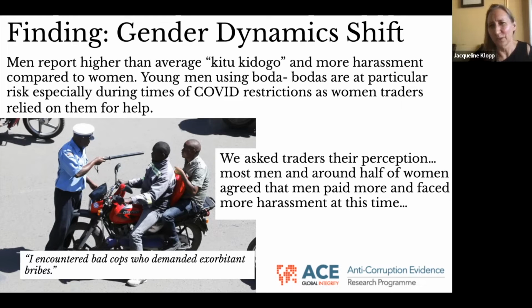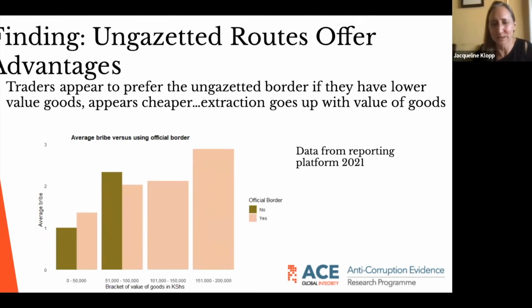So it turns out that these young men who are critical to the trade for these women really did experience a lot of harassment. We really need to take thinking about all these different actors in the network of trade and what they're experiencing. And interestingly, the vast majority of men felt that this was the case when we asked the traders, do you think this is true? And about half the women felt it was also true, that men experienced more trouble because of this reason. Of course, we have to dig a little deeper.